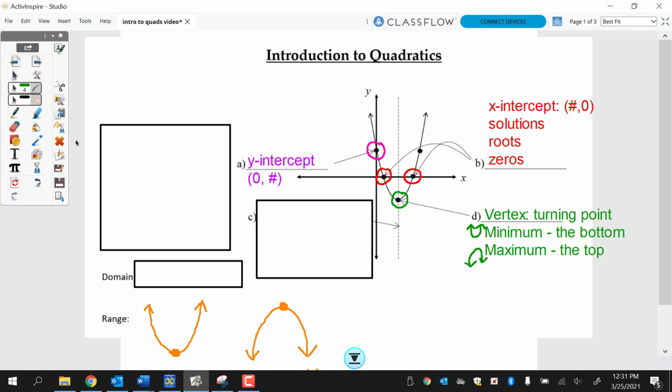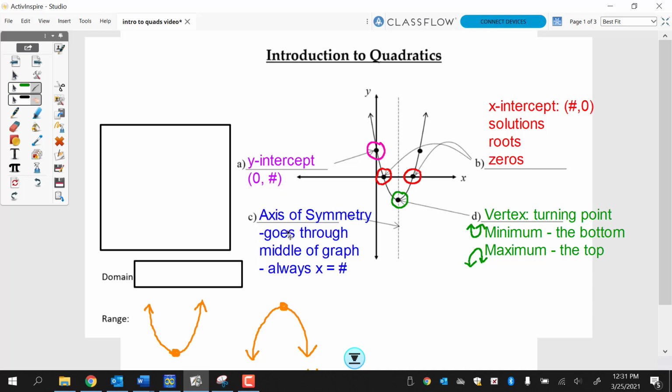Okay. And the last real main vocabulary word we need to know is the axis of symmetry, which you may or may not have seen on our practice star test. But the axis of symmetry is the line that goes through the middle of the graph. So in our graph, it's this dotted line. It cuts the graph in half. Can I draw it straight?